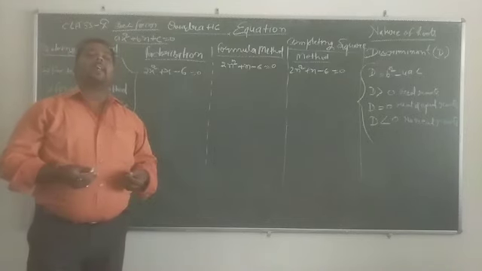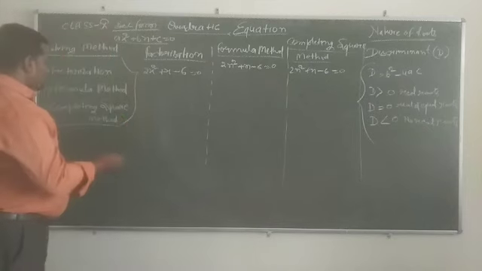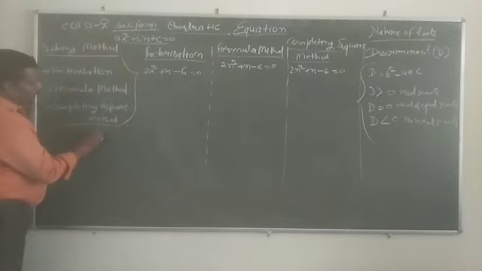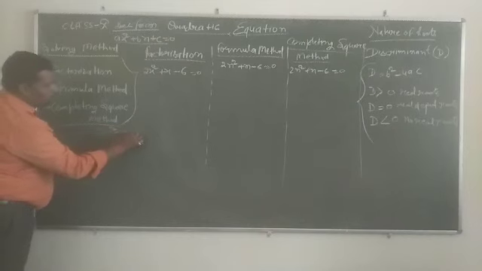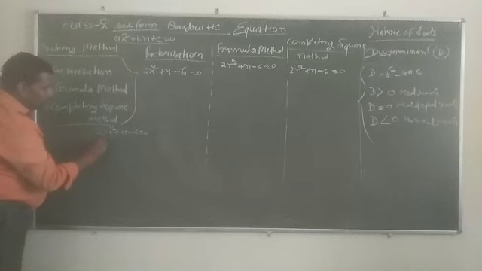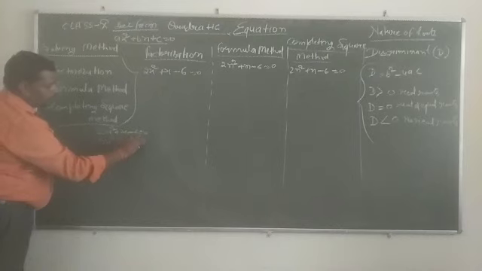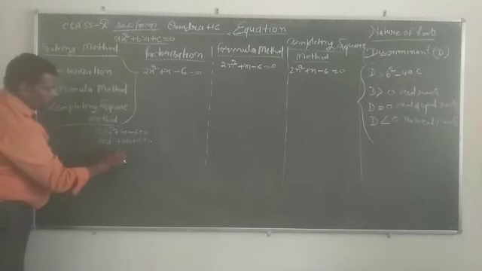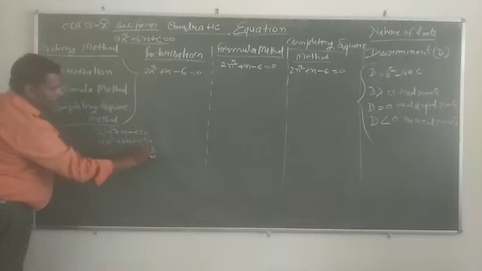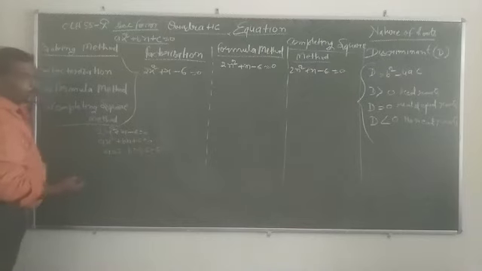रूट का नेचर कैसा है? So finding the nature of roots, we take a quadratic equation, compare it with the basic equation, then find the values of the coefficients. a equals 2, b equals 1 and c equals -6.